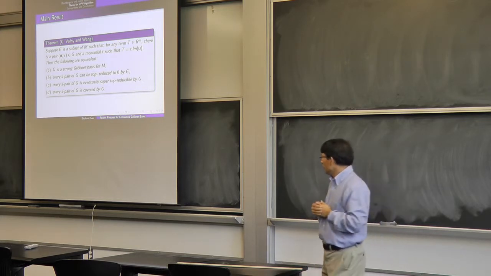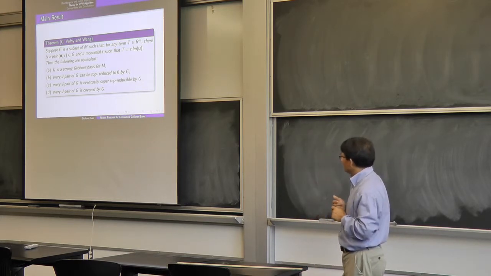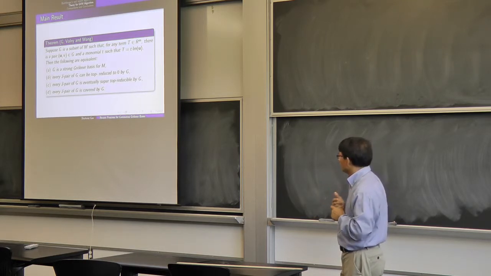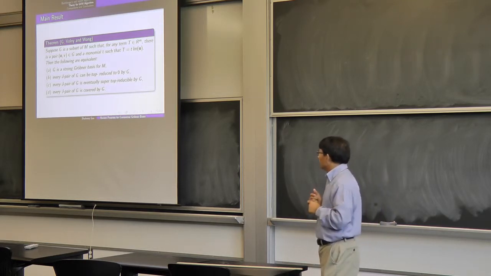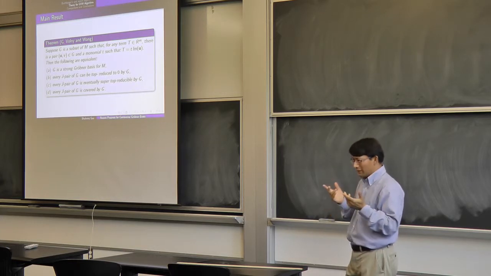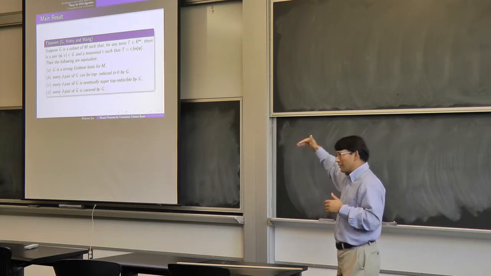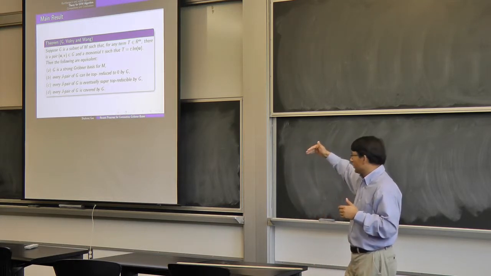So for every J pair you have to do that, and if you can check that, it's a group basis. So all these conditions are correct. Condition D: every J pair is covered by G. Well, let's see what I mean by covered by G. That's what I want to explain. That's the best condition.